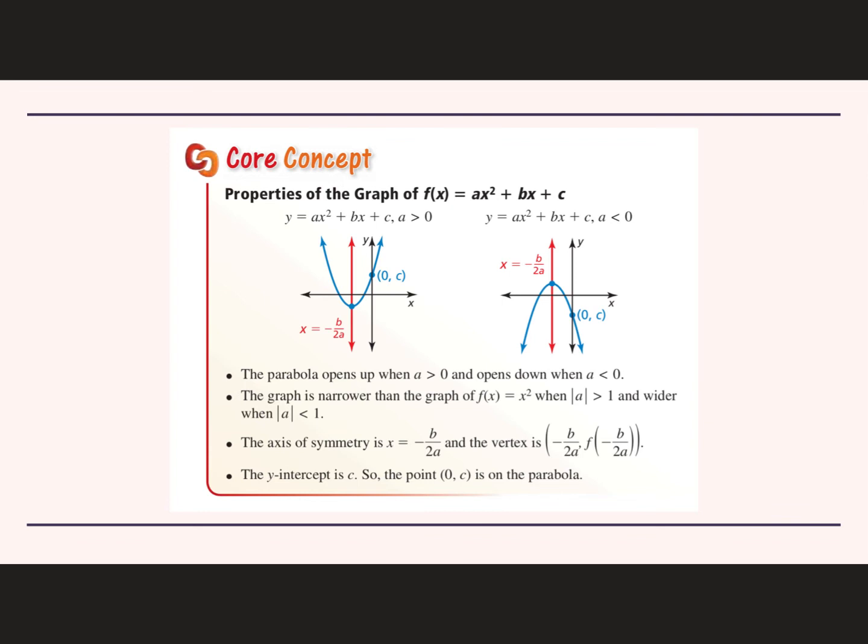So here we have properties of our graph. So if it gives it to us in standard form, we want to find the vertex and the axis of symmetry. So that's the third bullet point here. So to graph, we want to find the axis of symmetry and the vertex. It's also helpful to know that whatever our C is, that's the y-intercept. So that's where we cross the y-axis.